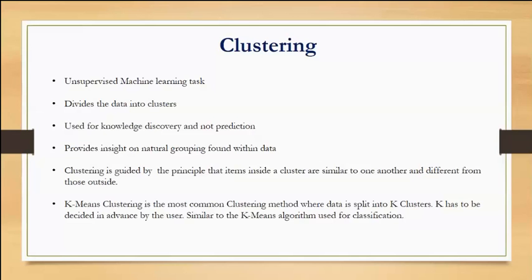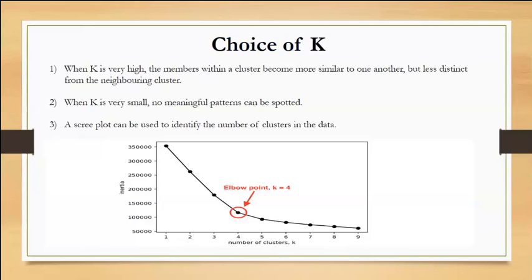So let us first understand how the choice of K impacts the clustering model. When the value of K is very high, say it is almost close to the number of records in the data set, almost every point is assigned to a unique cluster. So this means members within a cluster become more similar to one another. Say if a cluster has only 3 records, these three are very similar to one another, but they will be less distinct from the neighboring cluster. That is, there may be no clear distinguishing characteristic between the clusters.